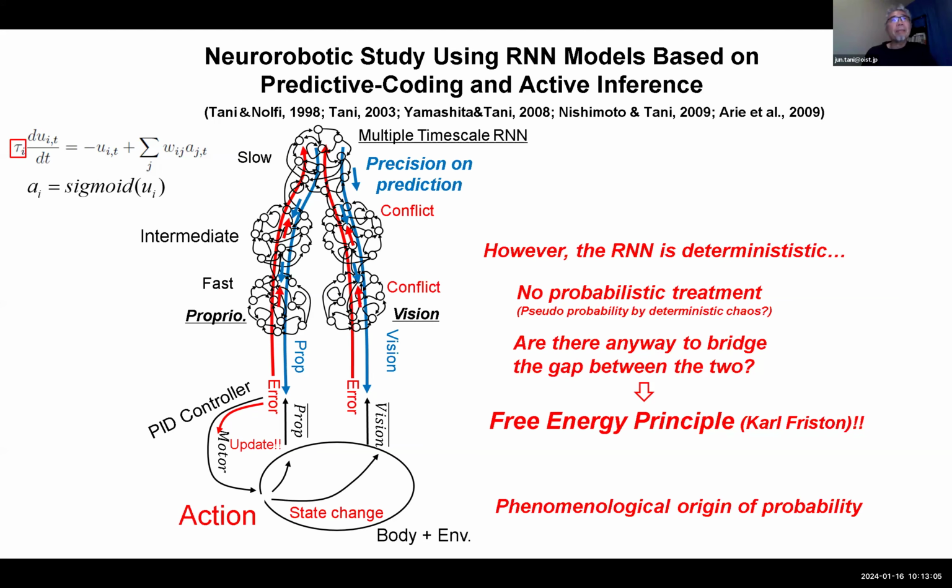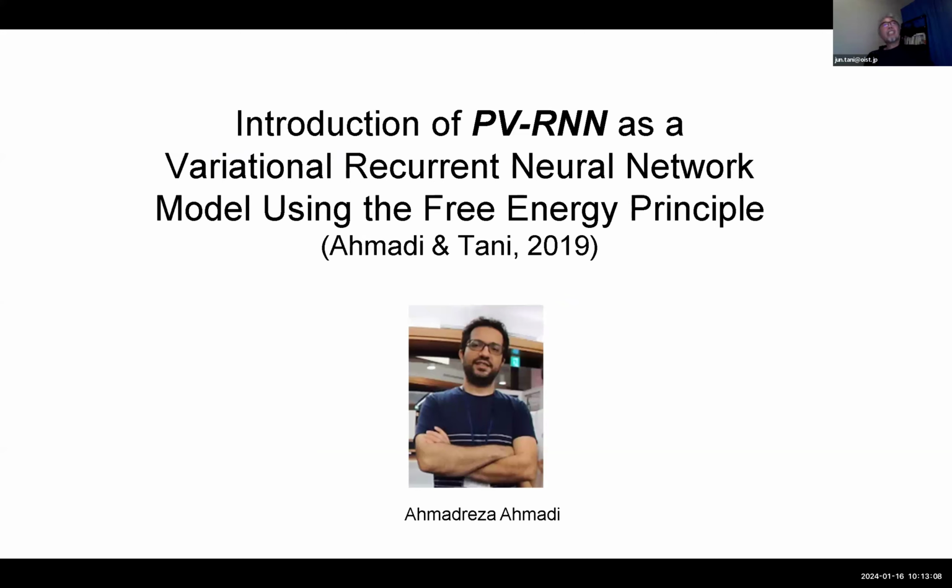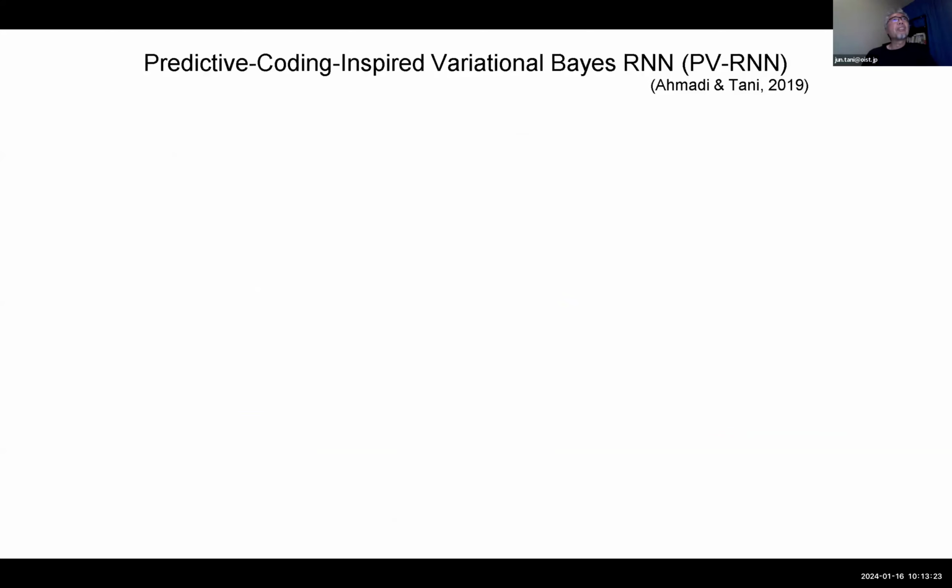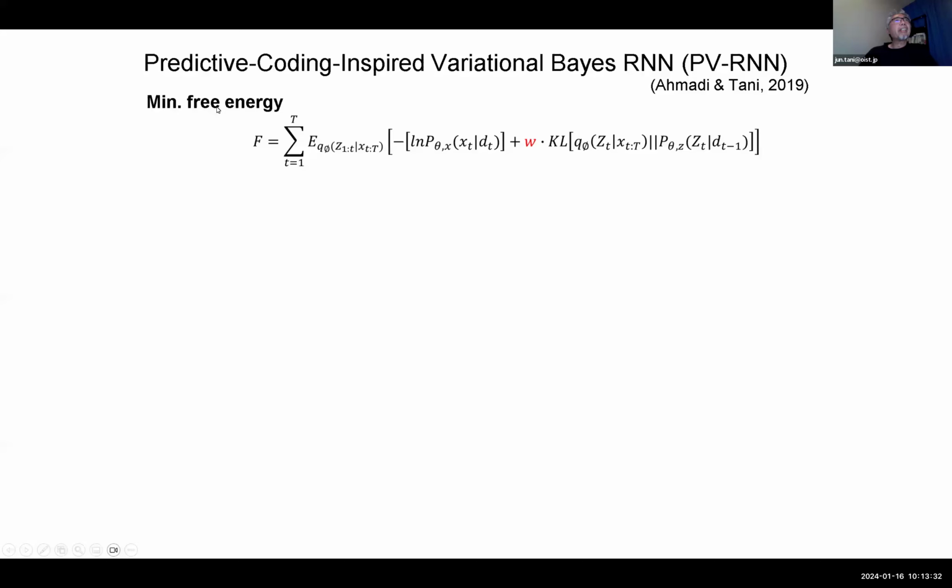Anyway, under such motivation, we developed something called PVRNN, a variational recurrent neural network model using the free energy principle. I would like to introduce this model first. PVRNN stands for predictive-coding-inspired variational recurrent neural network. As in conventional free energy minimization, we want to maximize the accuracy term and minimize the complexity term.